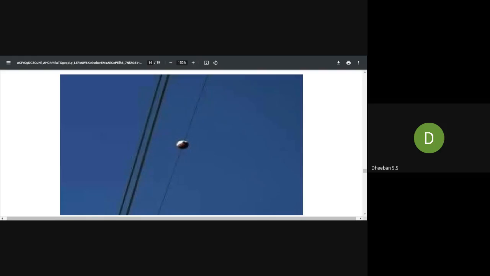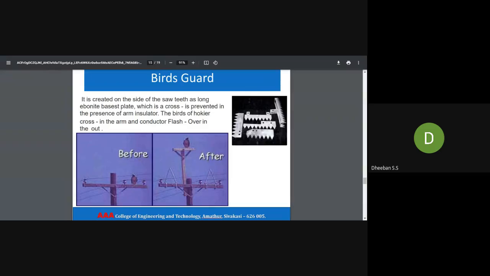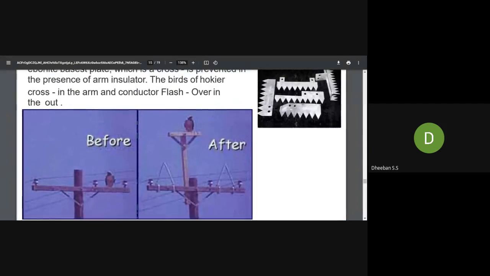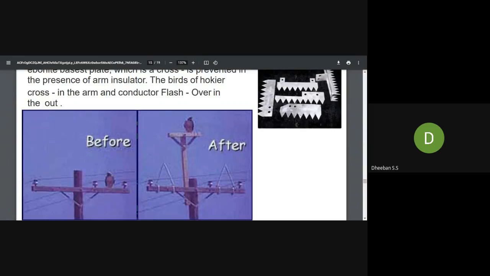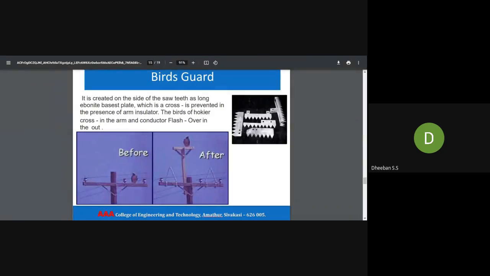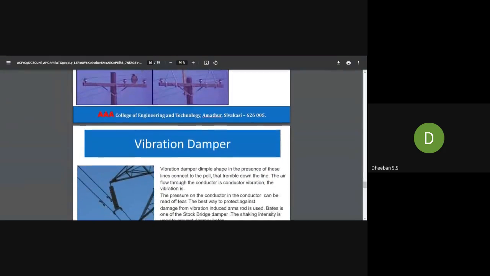So, bird guard. You already know from the name itself, you can realize it. It is used to protect the bird from sitting over the tower. Here you can see before placing your bird guard, and here you can see after placing the bird guard. This prevents the bird from sitting over the tower.